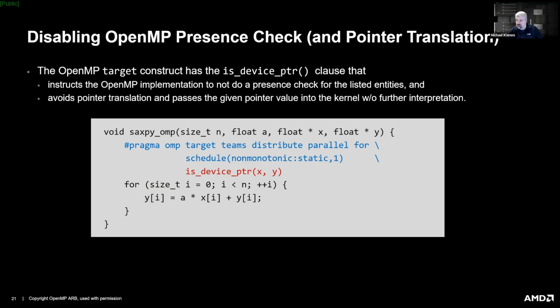Okay. This also removes the presence check for X and Y. And you still see that A and N, the regular scalars, are still transported over using a map clause. So it's still mixing direct pointer access and using the presence check or automatically added map clauses under the hood. Okay, so that was the first case.